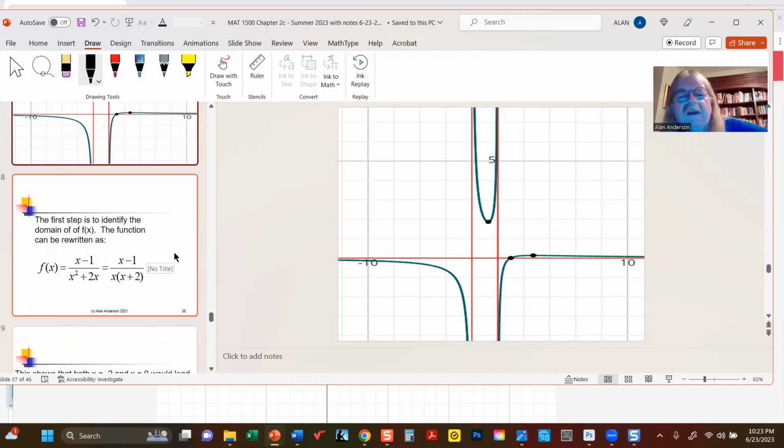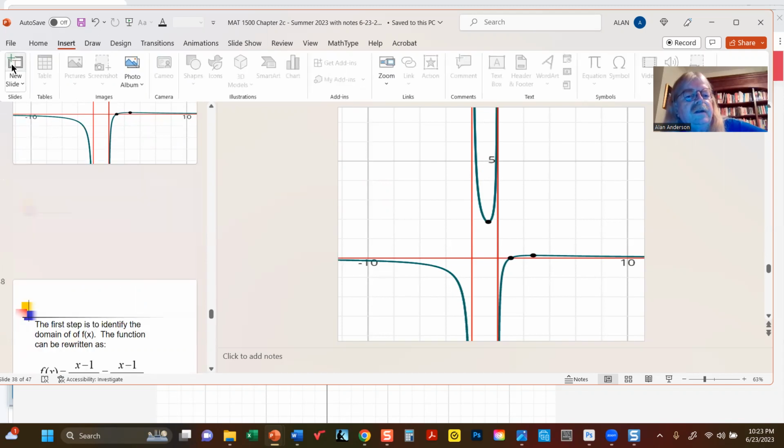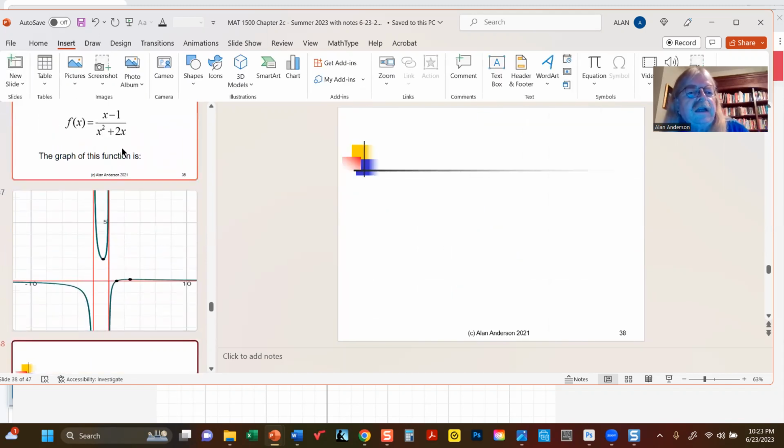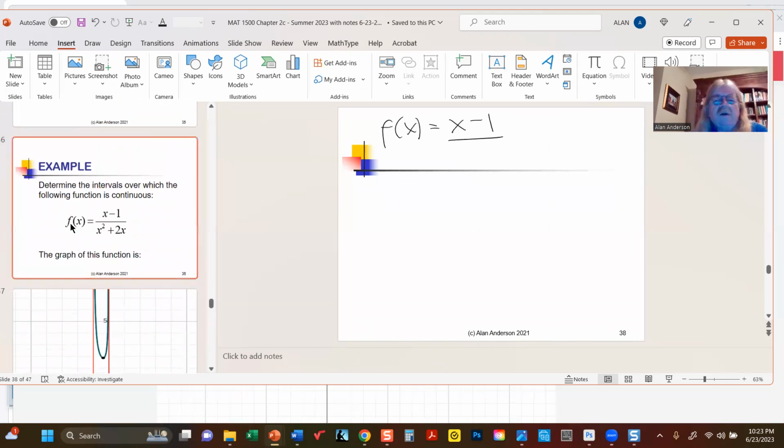So why don't we figure out the domain of this function, which is not always easy to do. All right, let's see what we can do here. The function is x minus 1 over x squared plus 2x.